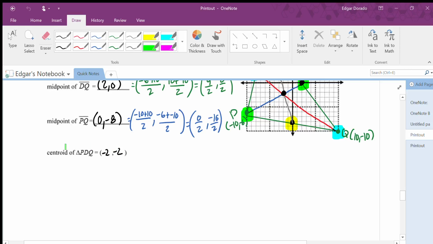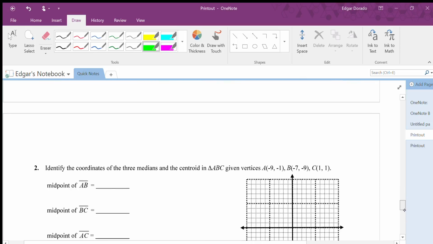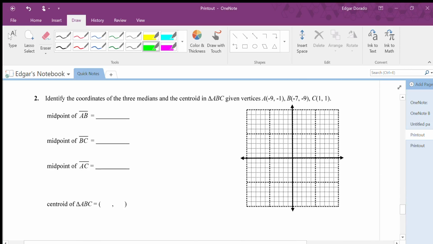Okay. We'll talk a little bit more about why centroids are important, but just know that that's basically where this triangle holds all of its balance. That's directly on the center of this particular triangle. Okay, all right, let's go ahead and try another example.